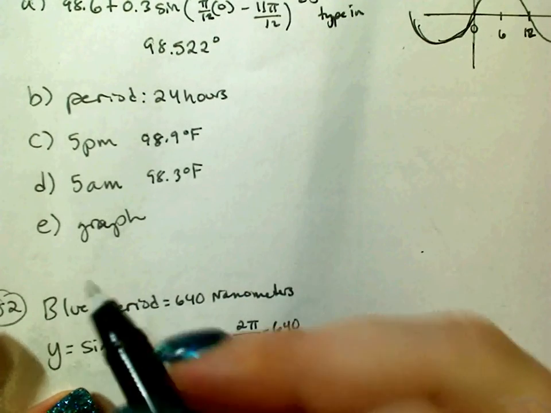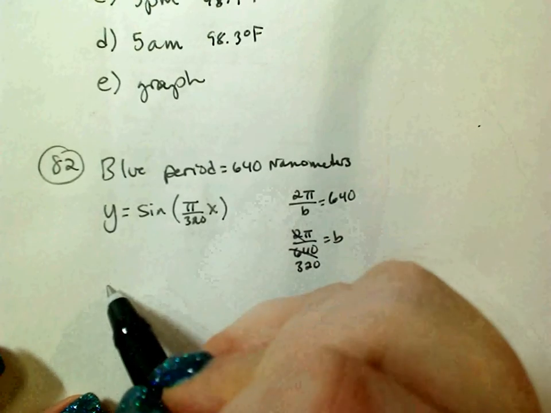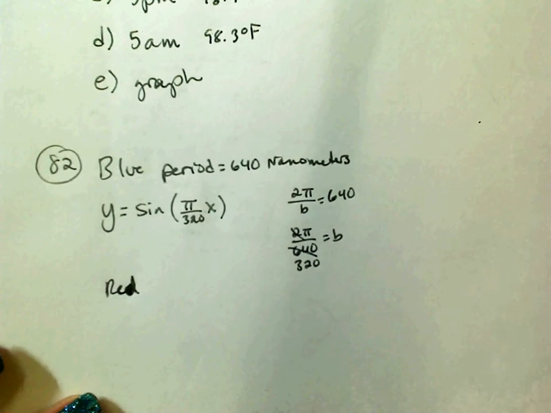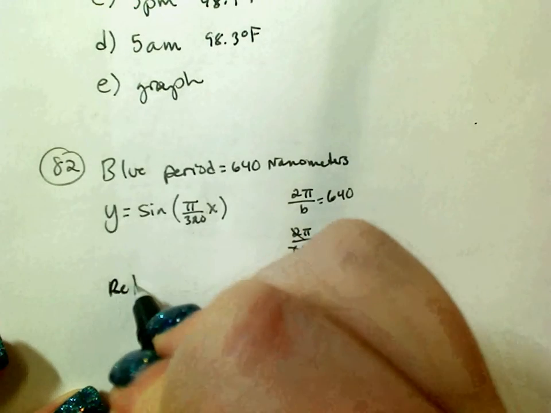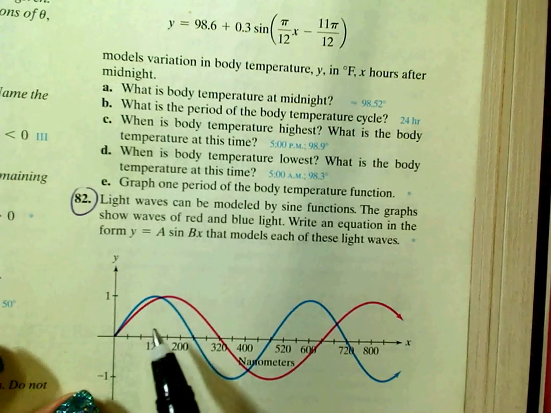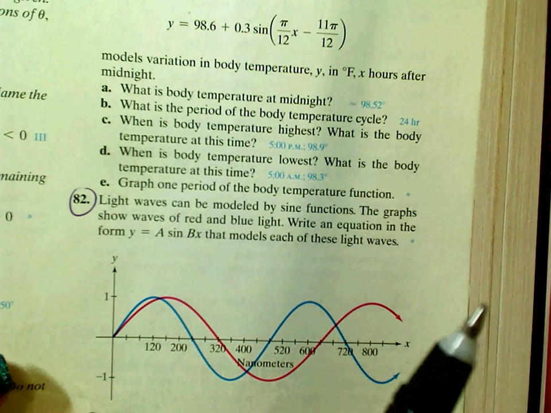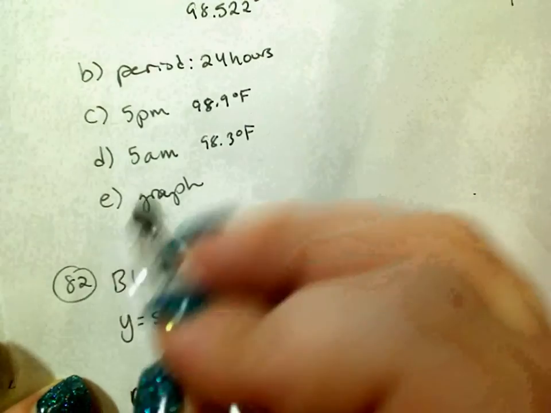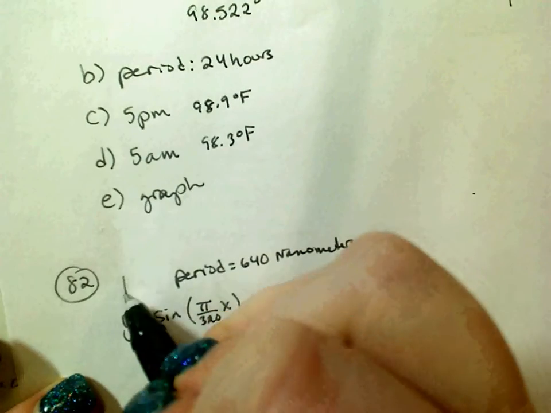And then for red, we've got, I just did red. This is being ridiculous. Red is a period of 640. I'm sorry. Okay. Red has a period of 640.